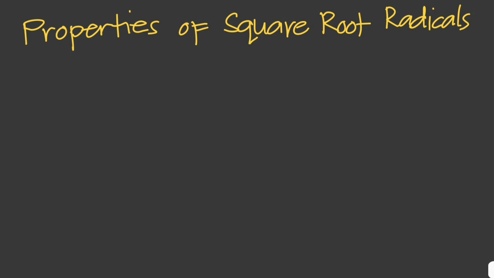Now to simplify a square root radical, we write the radicand as the product of two factors, with one number being the largest perfect square factor. Then write the radical over each factor and simplify.